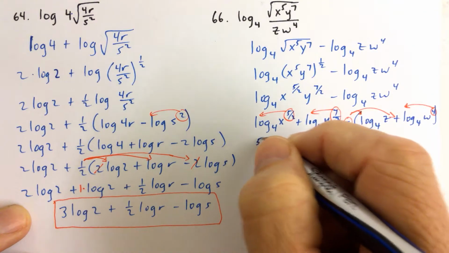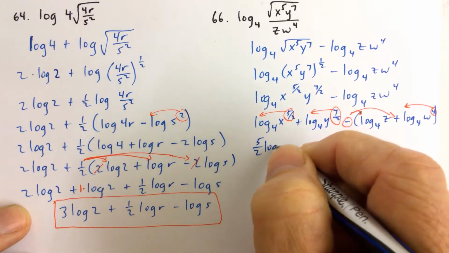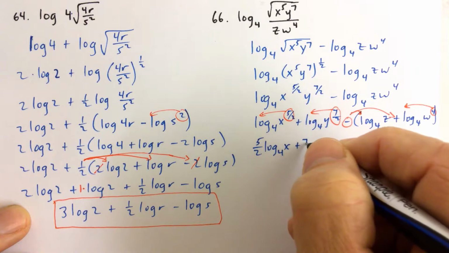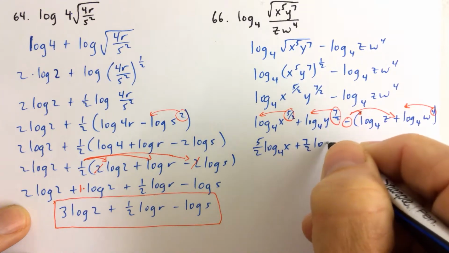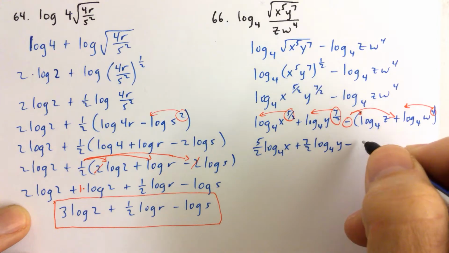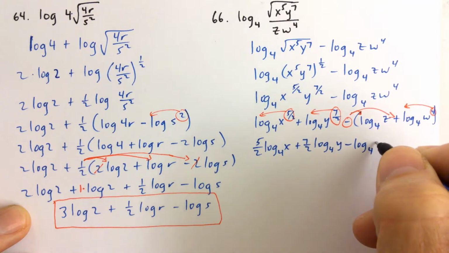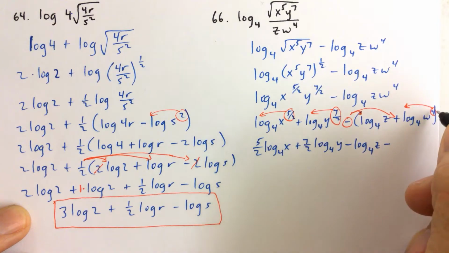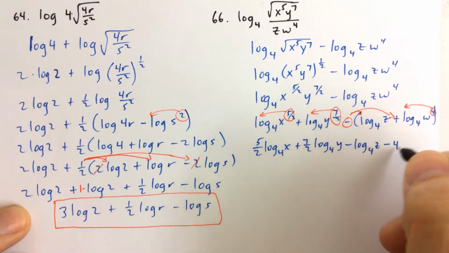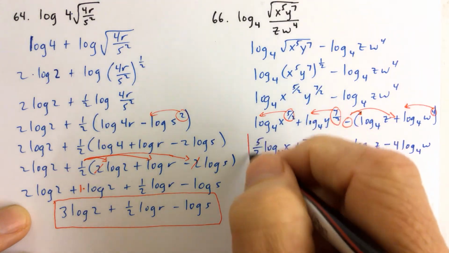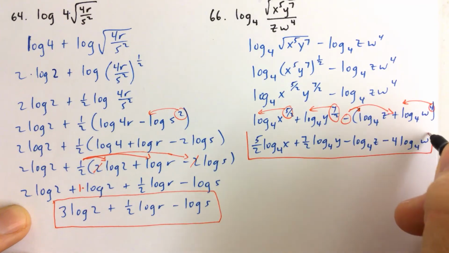So we rewrite the first term as 5/2 times the log base 4 of x. The second term, we bring the 7/2 out. We write 7/2 times the log base 4 of y minus now the log base 4 of z, and then minus. Don't forget the minus sign gets distributed to this one, but then also we're going to take that 4 and we're going to bring it out to the front, and that is it. That's as expanded as we are going to get.